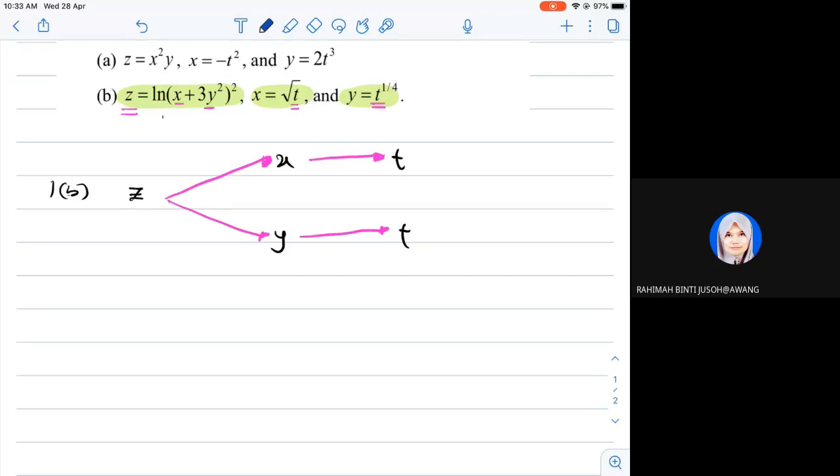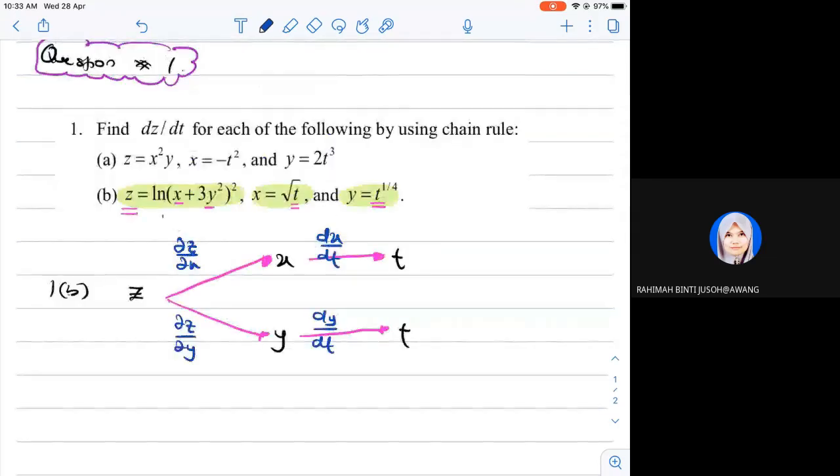Okay, when we have more than one branch, maksudnya pecah dua, the operation should be del, del z over del x. Yang sebelah kiri duduk atas, maksudnya z tu main subject duduk atas. And then we also have del z over del y. Now from x goes to t, since only one branch, satu saja pecahan dia tu, so the operator should be d, solid d. So dx over dt, and then here dy over dt.